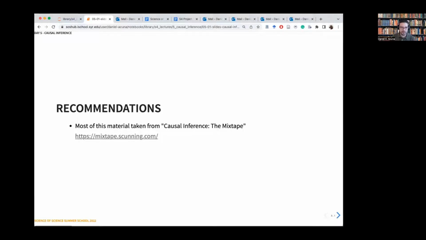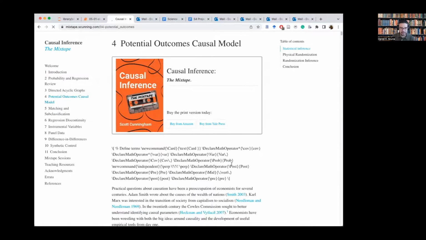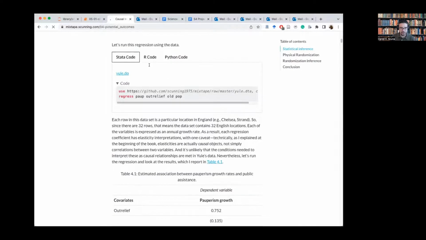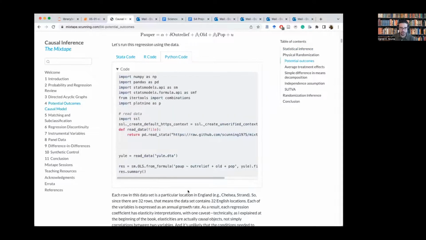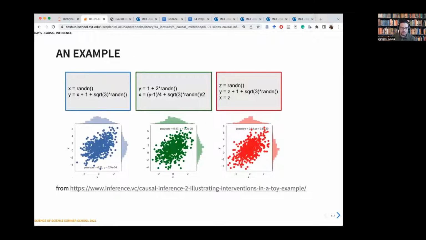Before that, I want to say that most of the things I'm showing here, I borrow from this book, Causal Inference: The Mixtape. It's an online book in the sense that you can buy it, but you can also read it online, and you have the R code and Python code to run the examples as well. So it's a very nice way of looking at the theory and the code at the same time.